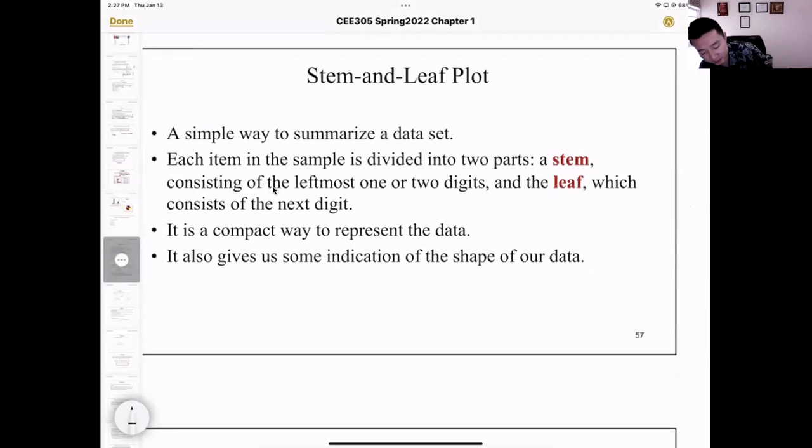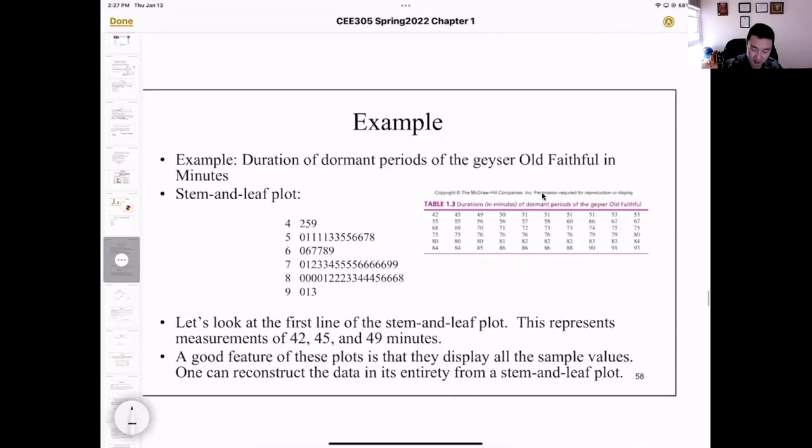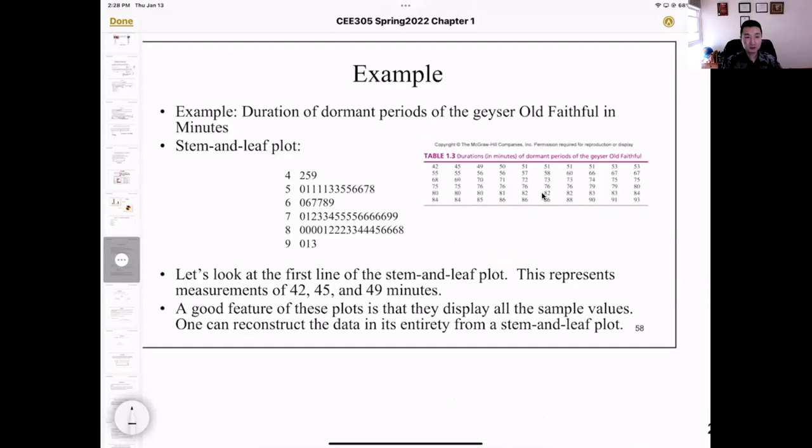So a stem and leaf plot is an easy way to summarize a data set. Each value has a stem and a leaf. A stem consists of the leftmost one or two digits, and a leaf consists of the next digit. Using the stem and leaf plot, we can see all the values, and it also gives us an idea of the shape of the data, as in this example.